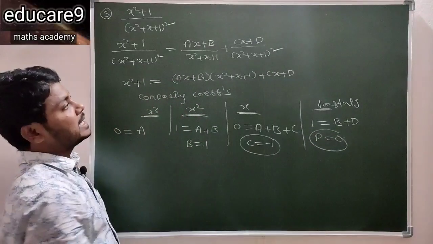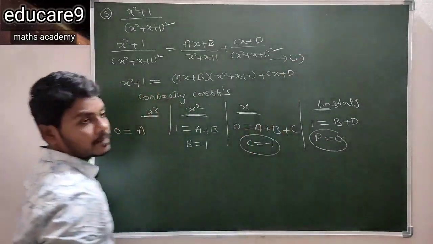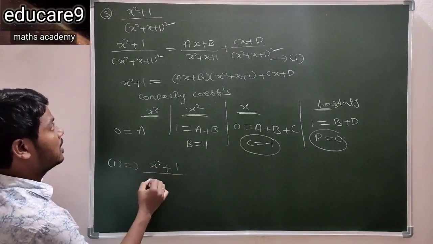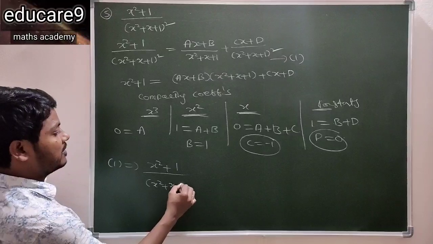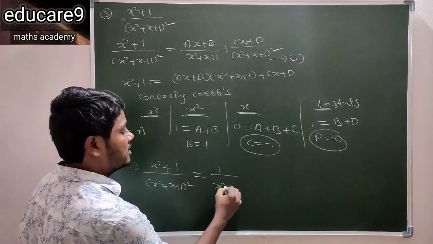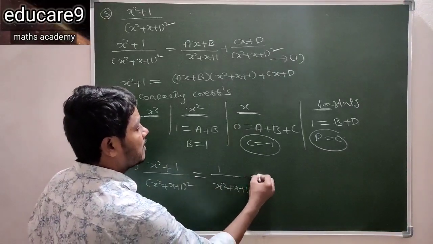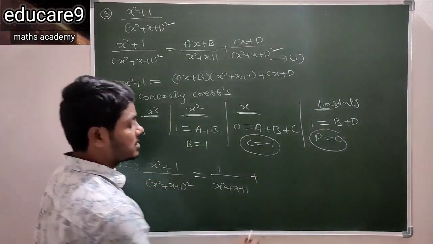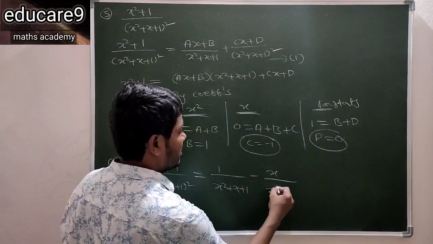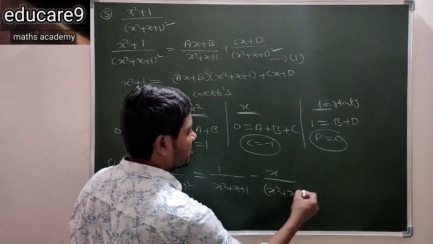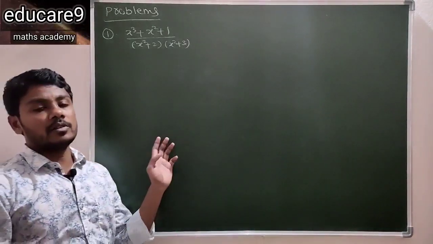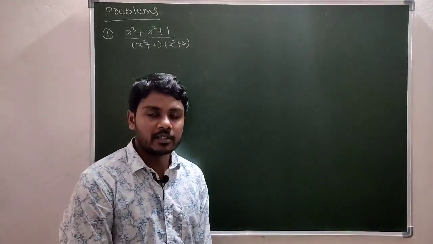Now substitute a, b, c, d in equation 1. So here equation 1 implies x square plus 1 by x square plus x plus 1 whole square is equal to a value 0 and 1 by x square plus x plus 1 plus c value minus x by x square plus x plus 1 whole square. So this is the required answer. So try to solve these questions. So for next session we will discuss more concepts.